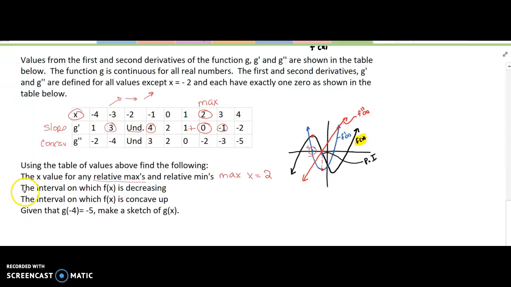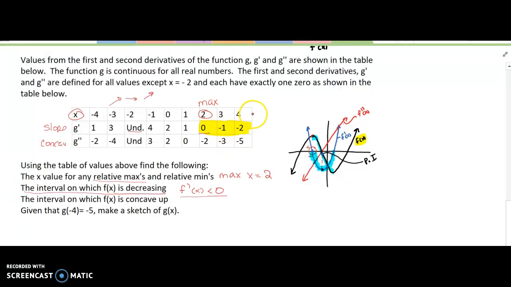Now we're going to look for the interval on which f of x is decreasing. And so we'll go back to our main curve and we'll see a decreasing original function when our derivative, blue, is negative. So we're really looking for the first derivative to be less than 0, or negative. As I go into my table, here I have negative numbers, and here I was 0. So you can see that I was 0, and then I went negative.